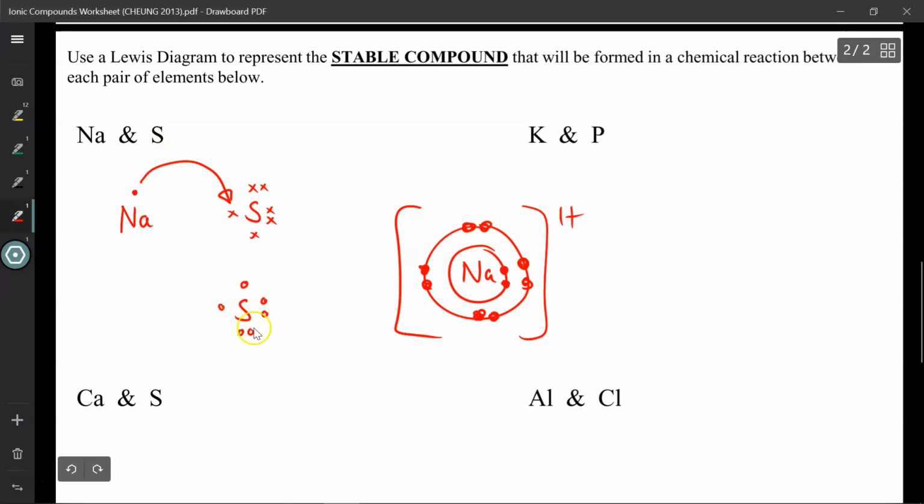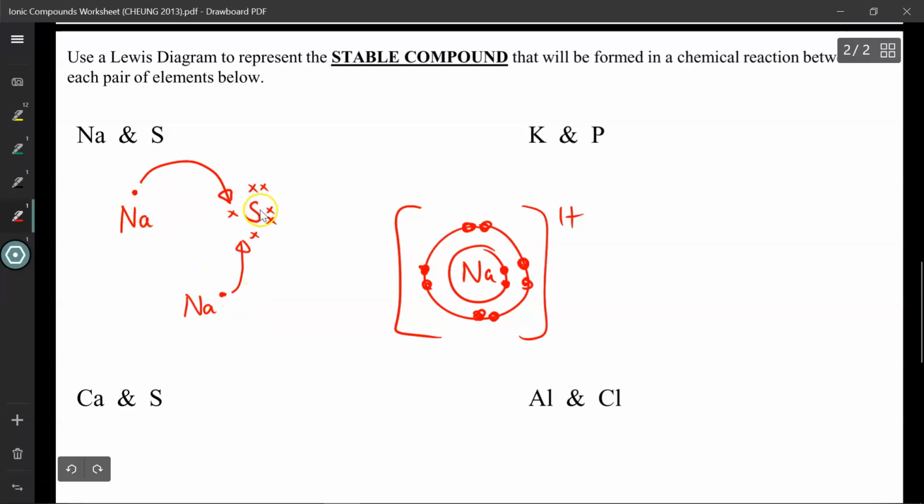Adding another sulfur doesn't seem to be very helpful, because this sulfur needs an electron, and this sulfur needs 2 electrons, so they both want electrons. But if I add another sodium, this electron can then be transferred to this sulfur, and now everyone has achieved a stable structure. The sodium is happy because it's given up its electron, so is this one.